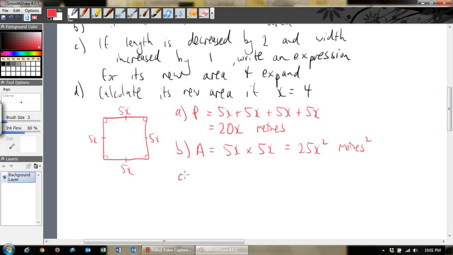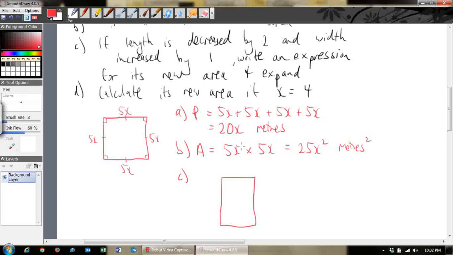Next part is C. If the length is decreased by 2 and the width is increased by 1, write an expression for its new area and expand. So I would expect you to have to draw a new diagram. The length, the horizontal here, is decreased by 2, so it's going to be a bit shorter than it was, and its width is increased by 1, so it's going to be a bit longer than what it was.